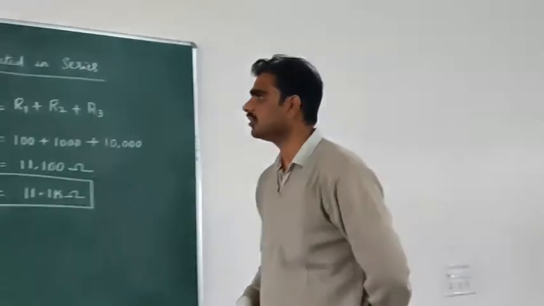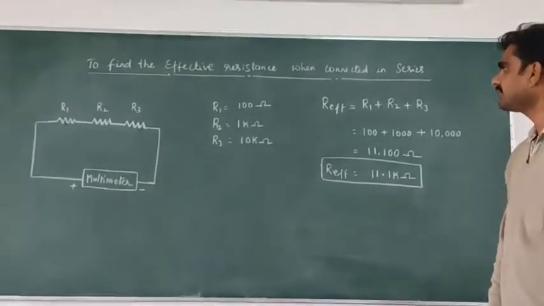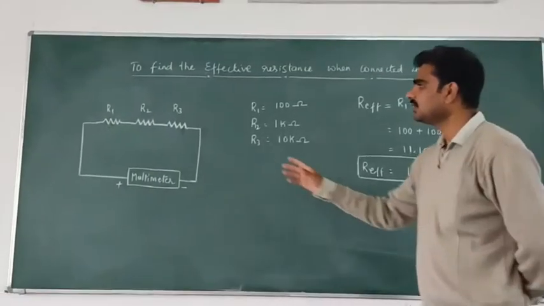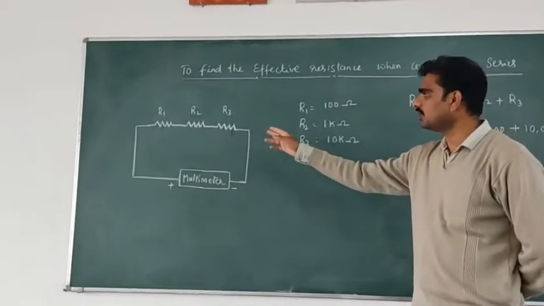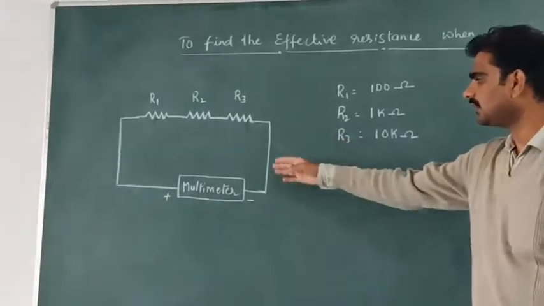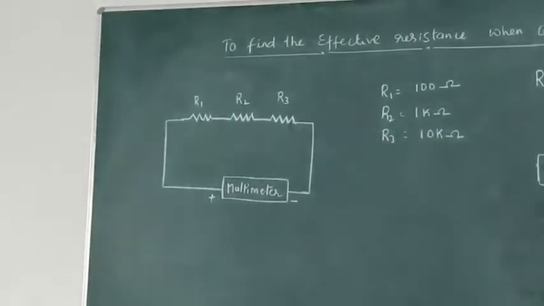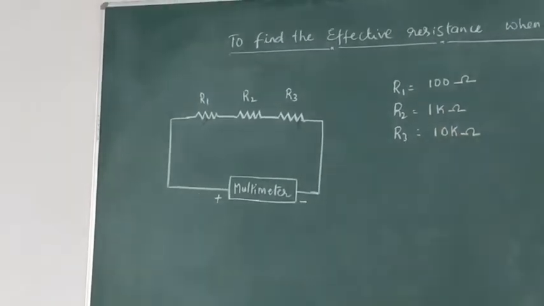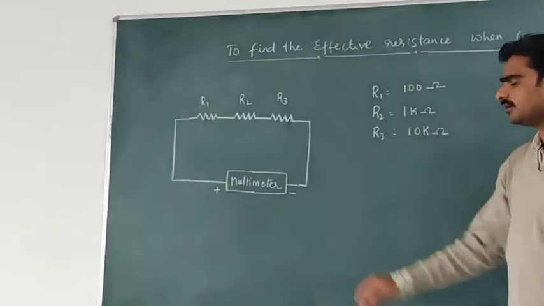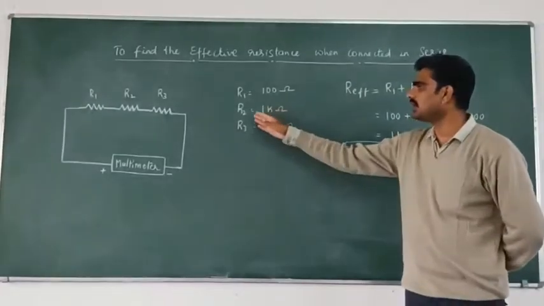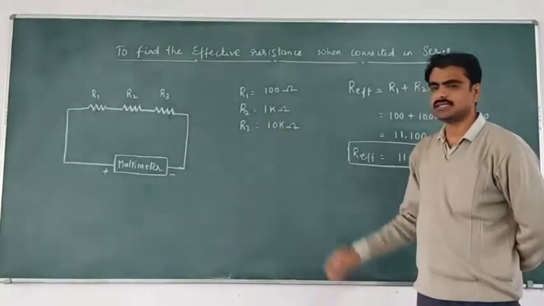To that, we have the circuit diagram on the board, to find the effective resistance when connected in series. Here R1, R2 and R3, we have taken just three resistances and they are connected in series across a multimeter. Let us take the value of R1 as 100 ohm, R2 as 1 kilo ohm, R3 as 10 kilo ohms.